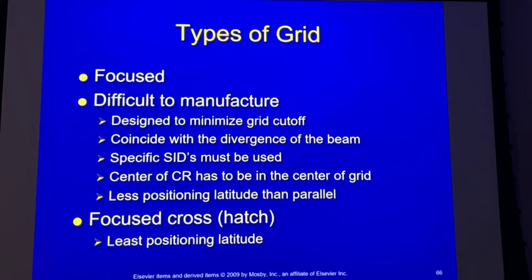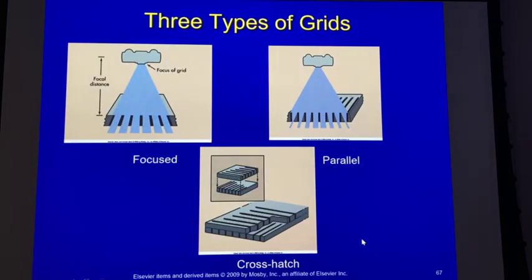And the focused grid is difficult to manufacture, designed to minimize grid cutoff. The grid strips coincide with the divergence of the central ray, and specific SIDs have to be used, and that is your focus. The central ray has to be in the center of the grid, has less positioning latitude than parallel, and then focused crosshatch is just a mess.